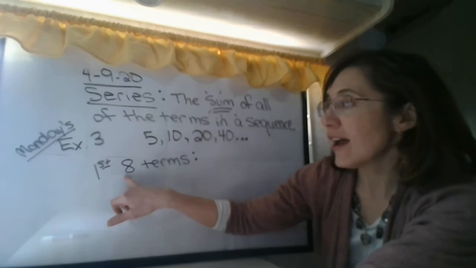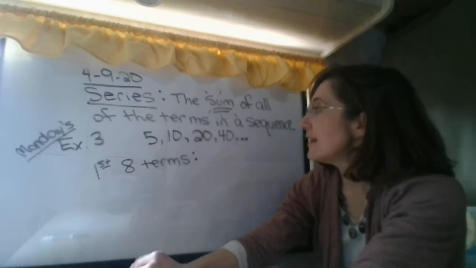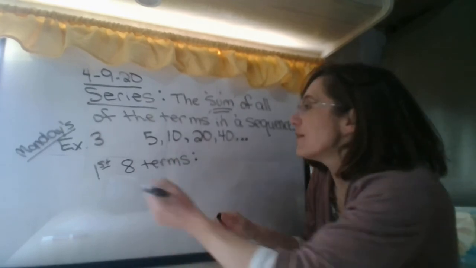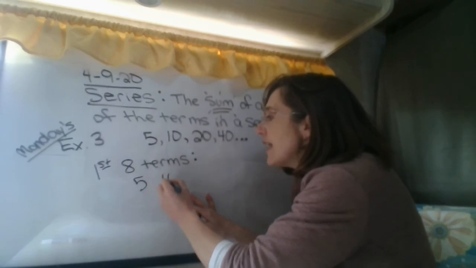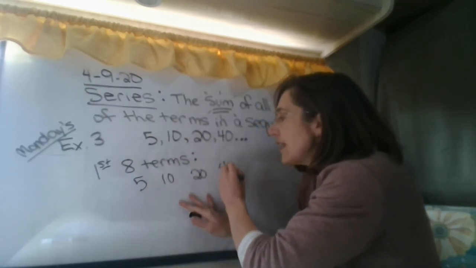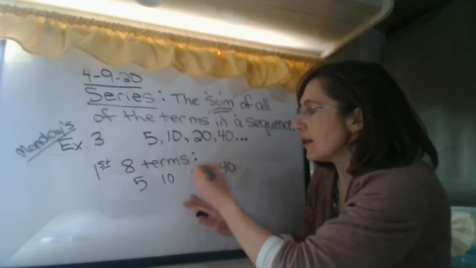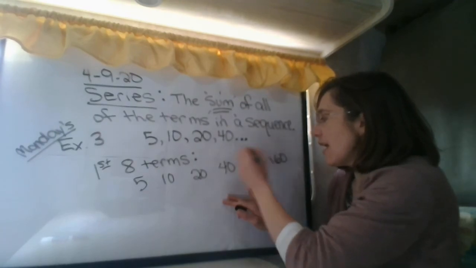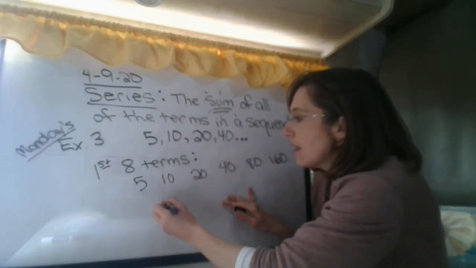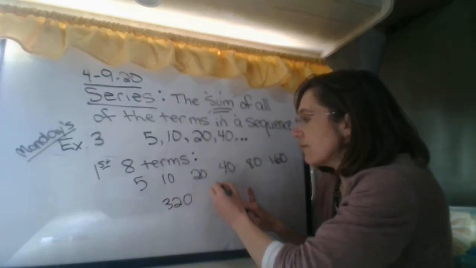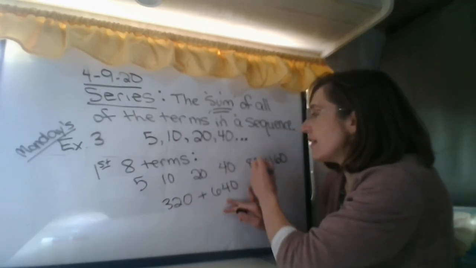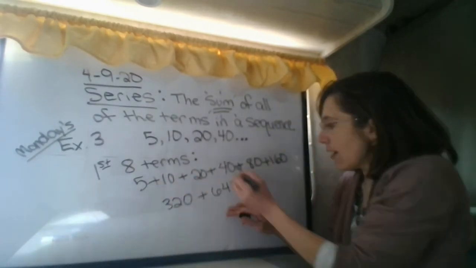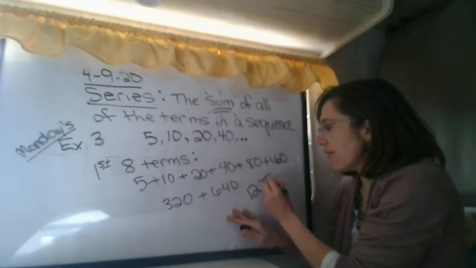So let's say we want to find the sum of the first 8 terms in this sequence. Well, if you don't have to go very high, just write them out and add them up. It's the easiest thing to do. So we have 5, 10, 20, 40. Our sequence is that we're doubling, doubling, doubling. So the next would be 80, and then 160, and then 320, and then 640, and we would need to add these all up. So if you add those all up, your grand total comes out to 1,275.